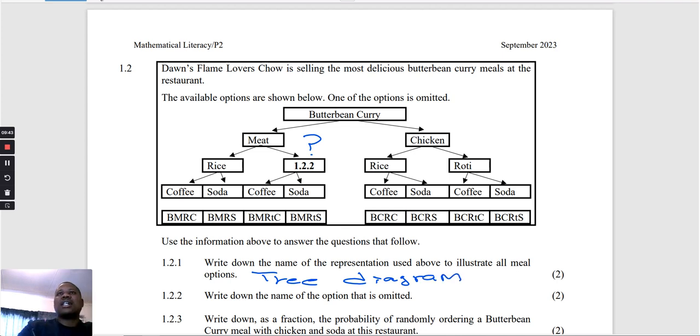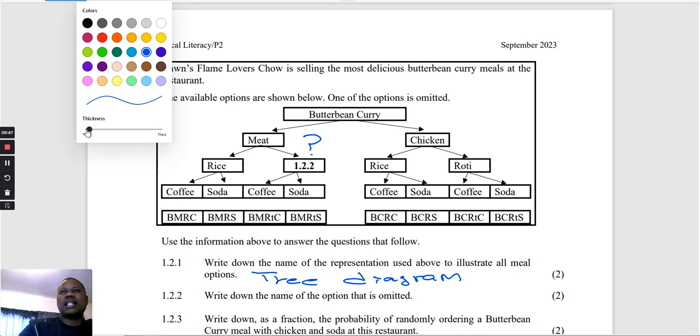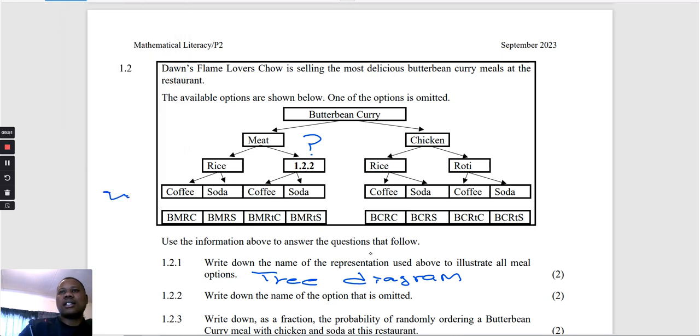I don't know why my pen today is like this, and I mean, the thickness is way small.